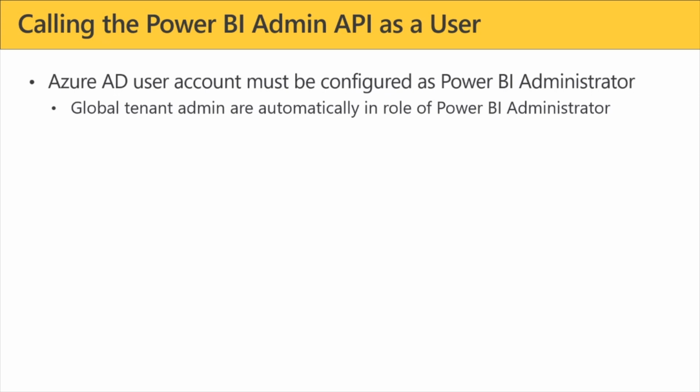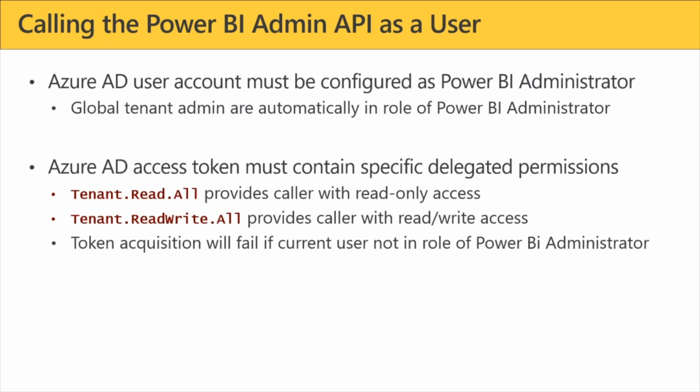Now, when we want to call the Power BI admin API as a user, you have to be in a special role. You have to be in the role of the Power BI administrator. And that's something that the Azure Active Directory team that controls user accounts would have to put you in. Note that if you're a global admin, you're automatically a Power BI administrator.